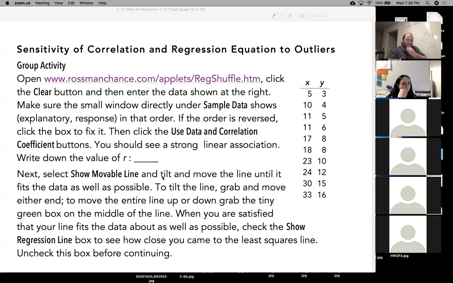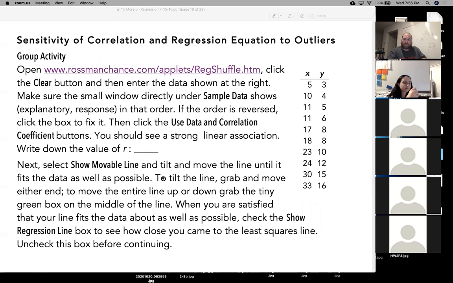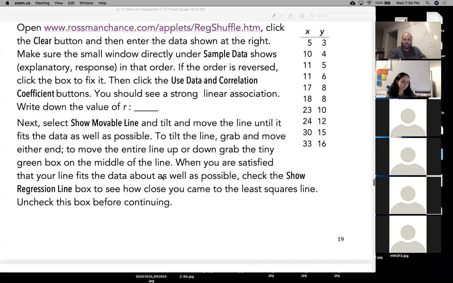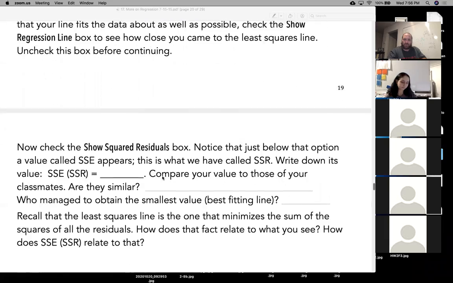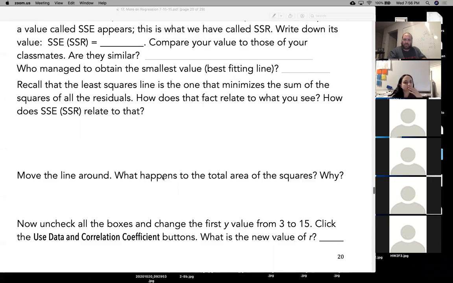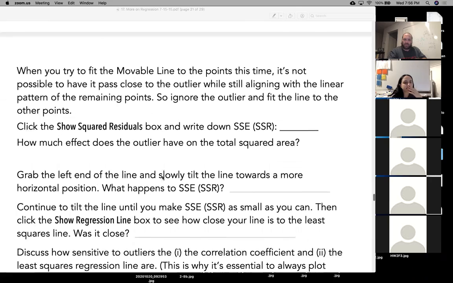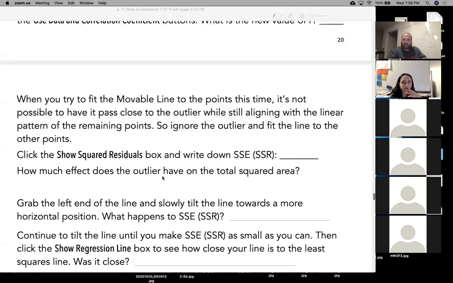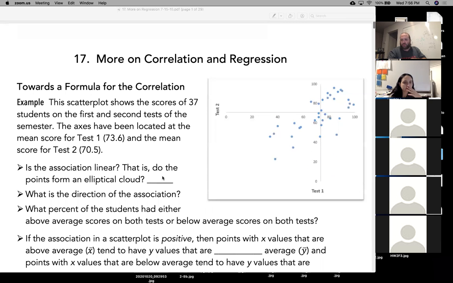I feel like this explanation was not my greatest, and I apologize for that. It's hard. You can see even going online, it's tough to find a very good definition about it. We are going to skip this group activity completely because I don't want to do it. And that'll be it for chapter 17, which is the end of correlation and regression.